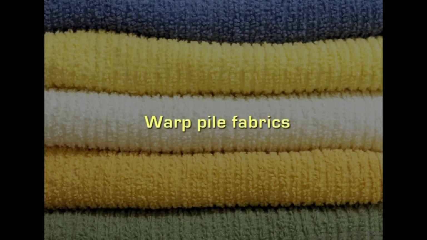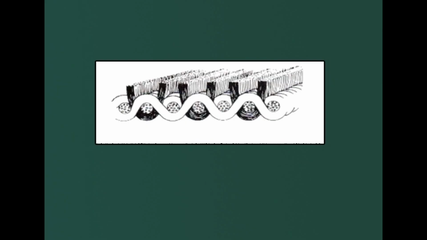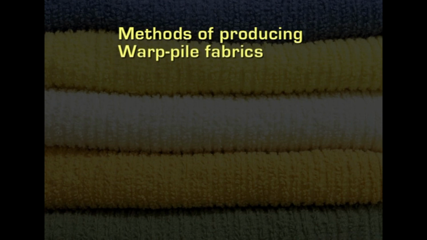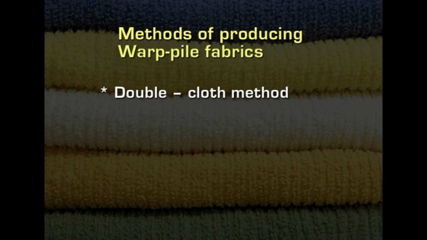Coming to the warp pile fabrics, these fabrics are produced by 2 sets of warp yarns and 1 set of weft yarns, because we need 1 set of warp and 1 set of weft for interlacing the ground fabric. The extra set which is used to make this pile is the warp here, and this warp is placed on a different warp beam. There are different methods of producing the loops, and we can say that there are around 3 methods that are generally followed. One is the double cloth method.